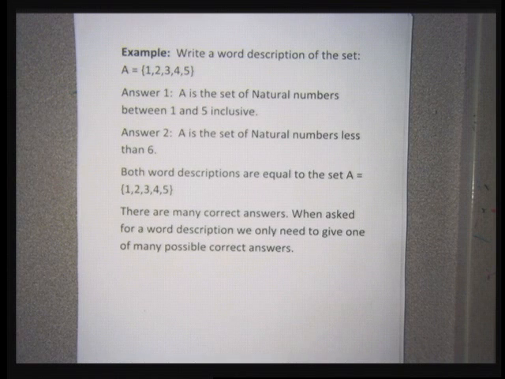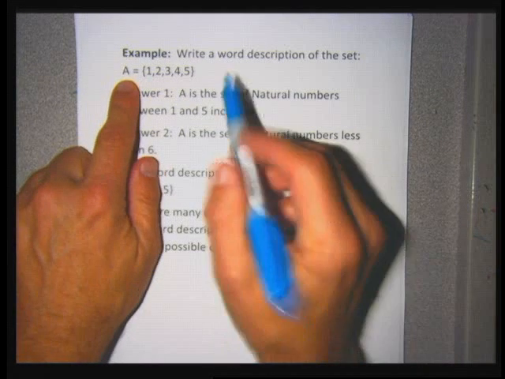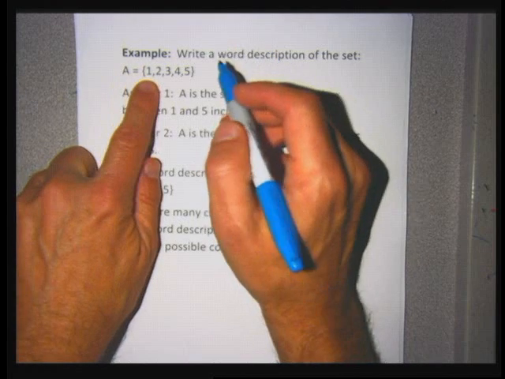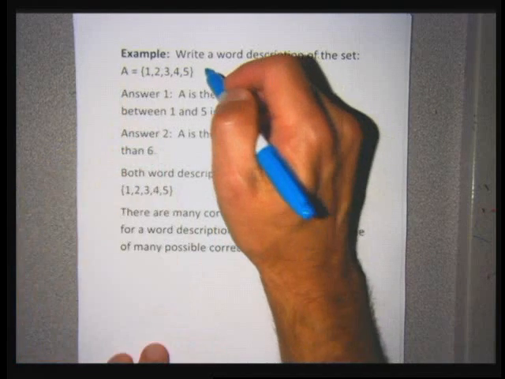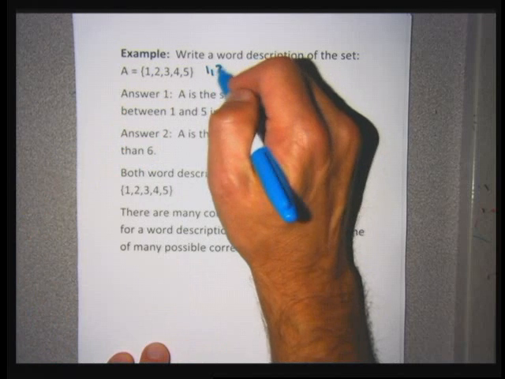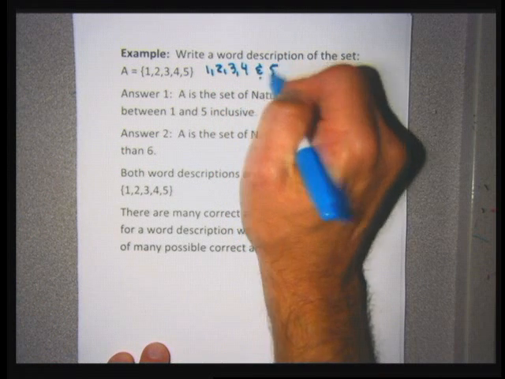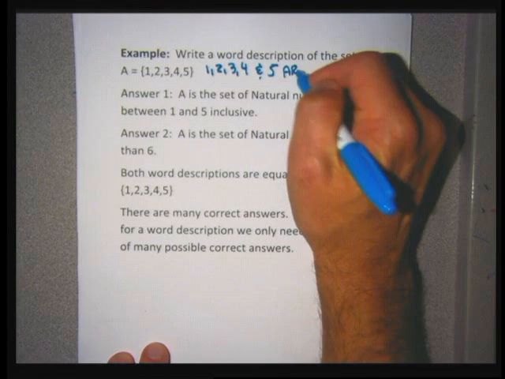I brought up that the numbers 1, 2, 3, 4, 5, 6, 7, 8, 9, 10 were natural numbers because I knew I was going to use them in this example, and they're going to come up a lot in the homework. So when I look at this set A, if somebody asked me to write a word description for this set, immediately when I look at the numbers, I know these are all natural numbers. 1, 2, 3, 4, and 5 are all natural numbers.